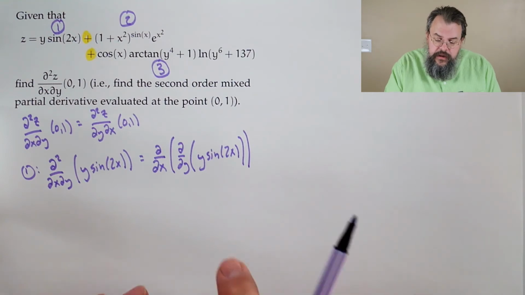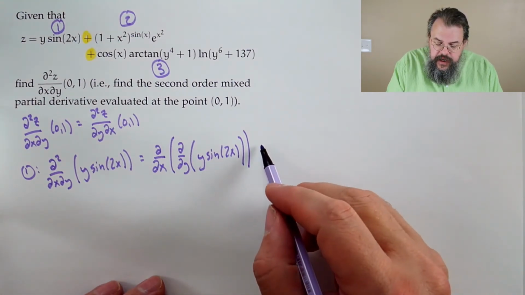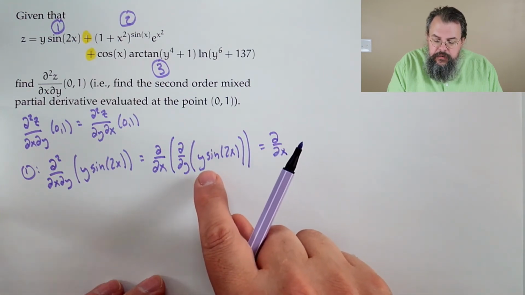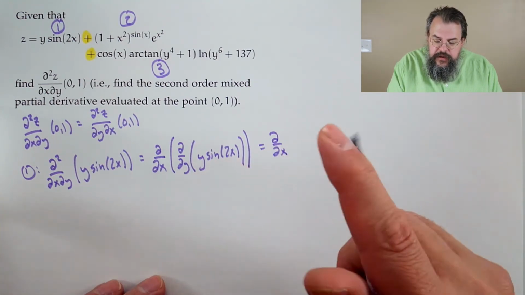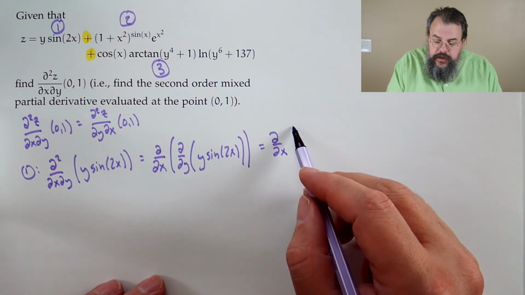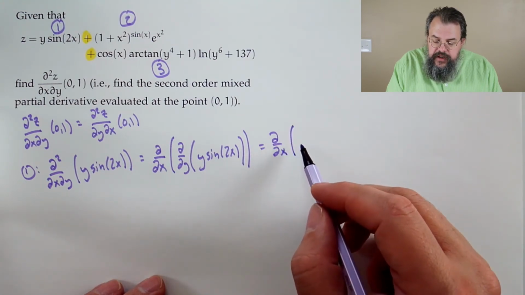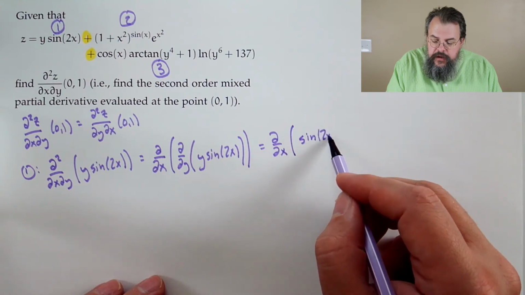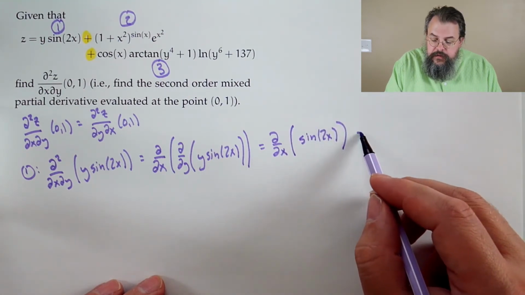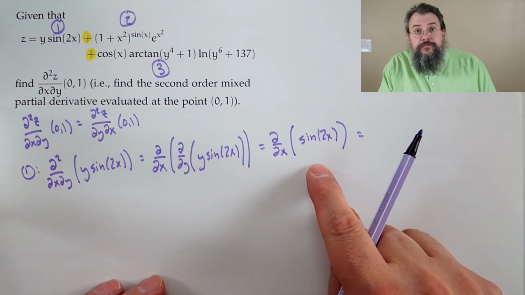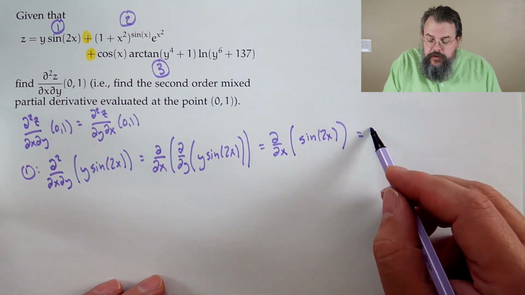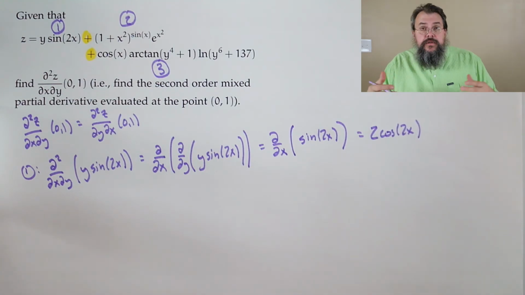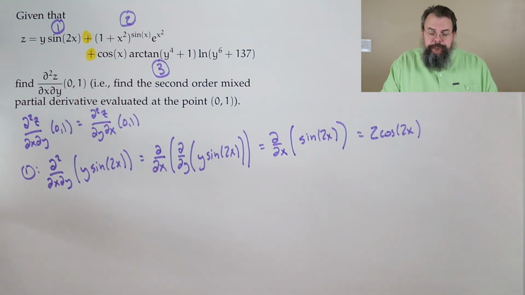And so we say, look, the first derivative, piece of cake. When I take the derivative of that with respect to y, well, the sine of 2x is a constant, and the derivative of y is 1. So that's the derivative with respect to x of sine of 2x. And that derivative is going to be 2 cosine 2x. The derivative of sine is cosine. Chain rule, bring a 2 out in front.